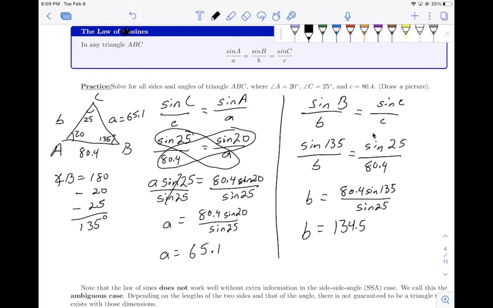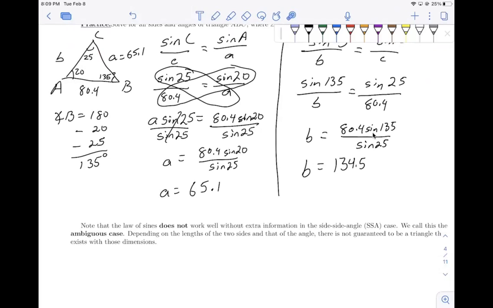But anyway, again, we can always do a little sanity check. The shortest side here is side A. The shortest angle is also angle A. The longest side here is side B. The longest angle is also angle B. So that works out great. Okay, so notice here we were given angle, angle, side.